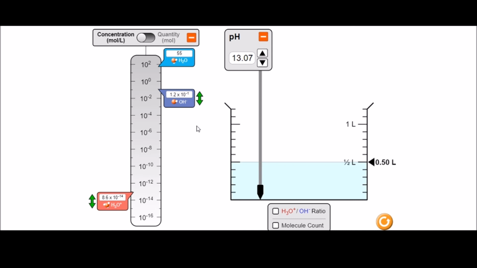Okay, if we have higher concentration of H3O, we are going to have more and more acidic solution. If we have higher concentration of OH ions, we are going to have more and more basic solutions.